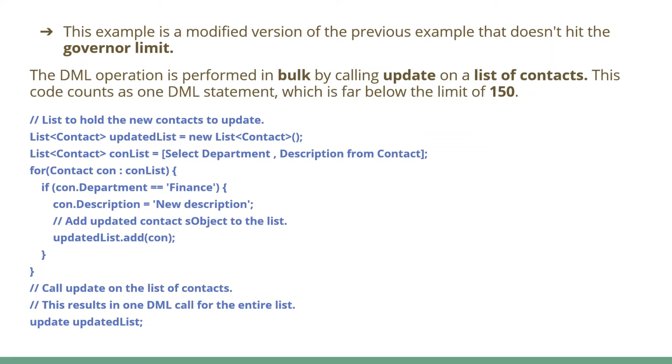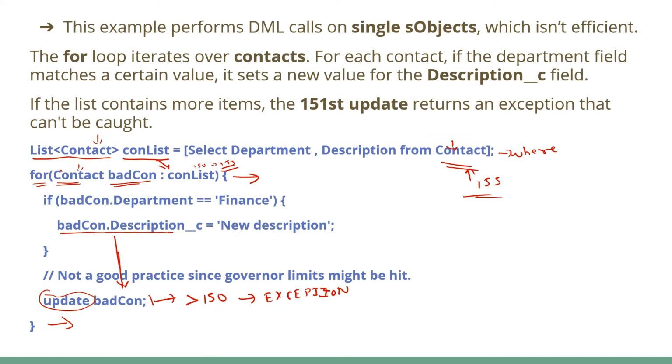So what we are doing in this, let's go to the previous example. In this, we are updating every badcon in the list, and then we are updating that particular badcon. Now what we will do is update this badcon description, and then we will add all these updated contacts, these contacts which we have now updated, into a list of contacts, and then we will just update this particular list.